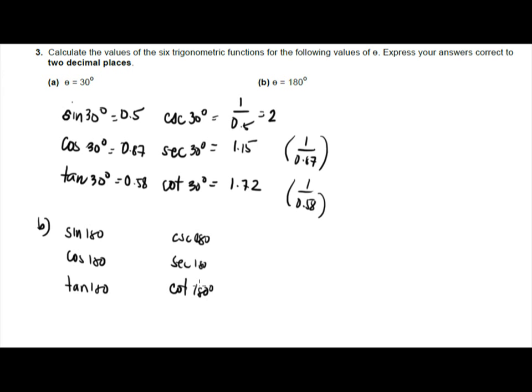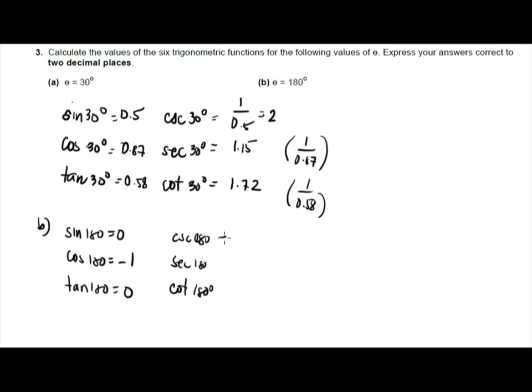Again, you can use your calculator, you can use a special method that we had in class, but you can directly get this. Sine 180 is 0, cosine of 180 is equal to -1, and then tangent of 180 is equal to 0.